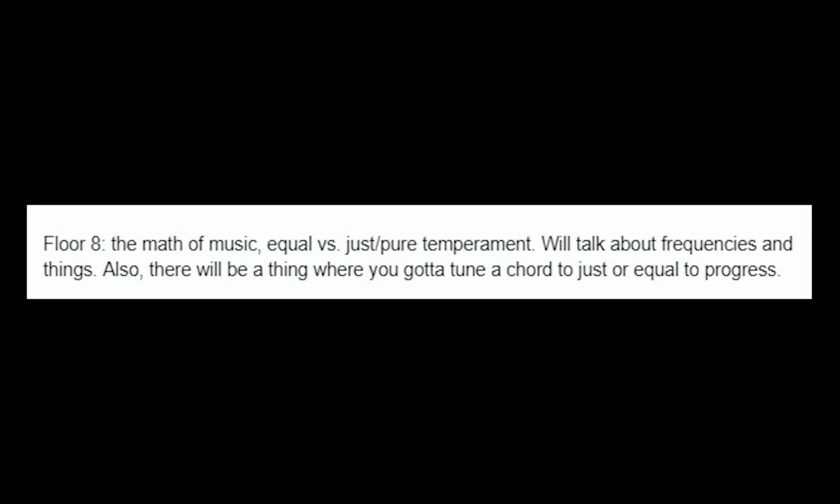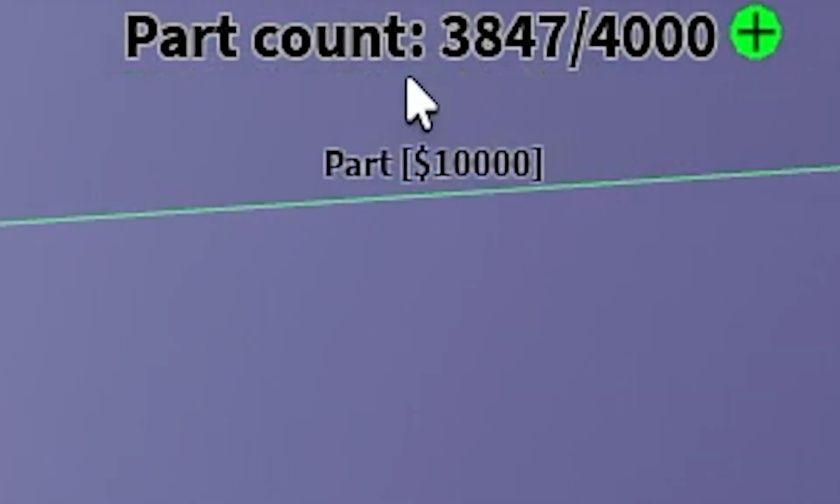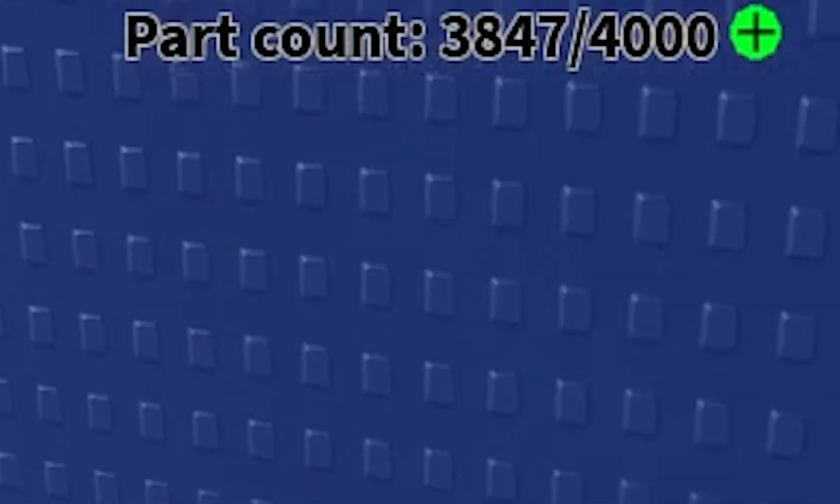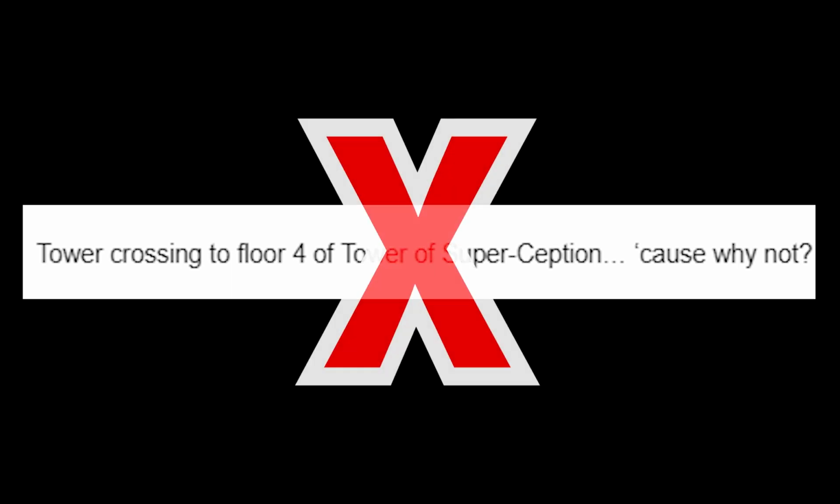On floor 8, I wrote the math of music, equal versus just slash pure temperament. We'll talk about frequencies and things. Also, there will be a thing where you gotta tune a chord to just or equal to progress. It's gonna look like this is the rest of the parts I'm gonna have to work with for the remainder of the tower: 153. Floor 9 I can make pretty short, and then after that was gonna be a tower crossing, a tower of superception. Cause why not? Yeah, cause I don't have part limit. The part limit's not gonna like that so much.